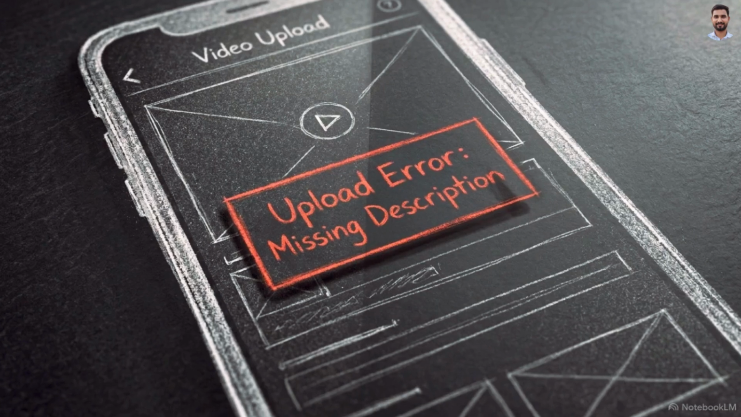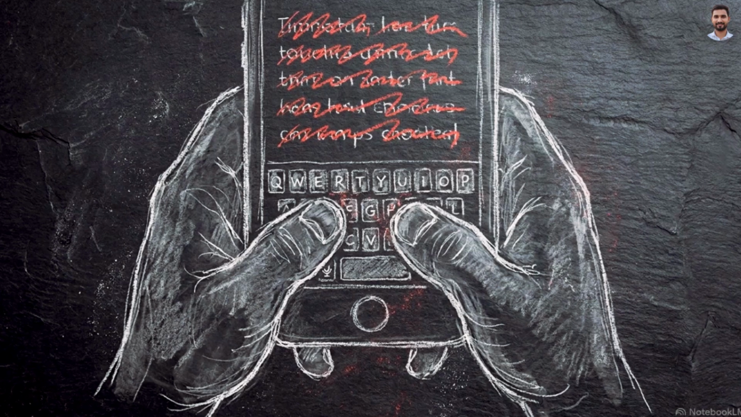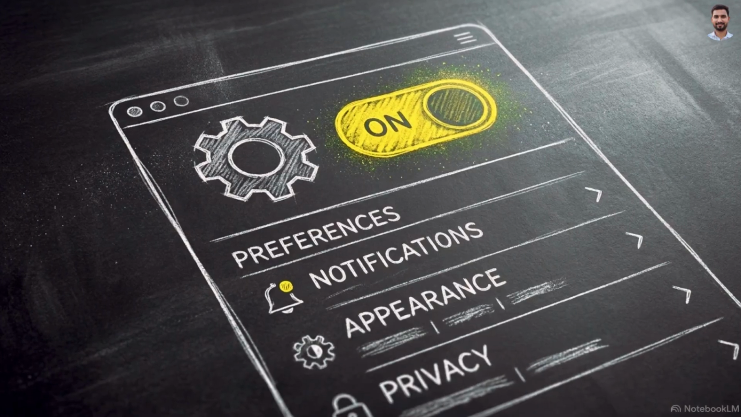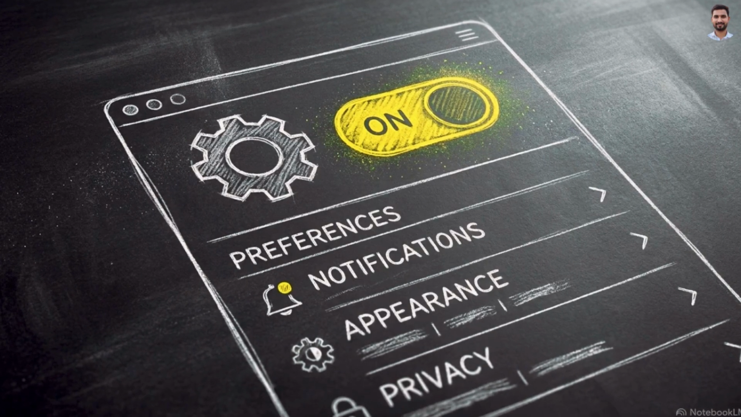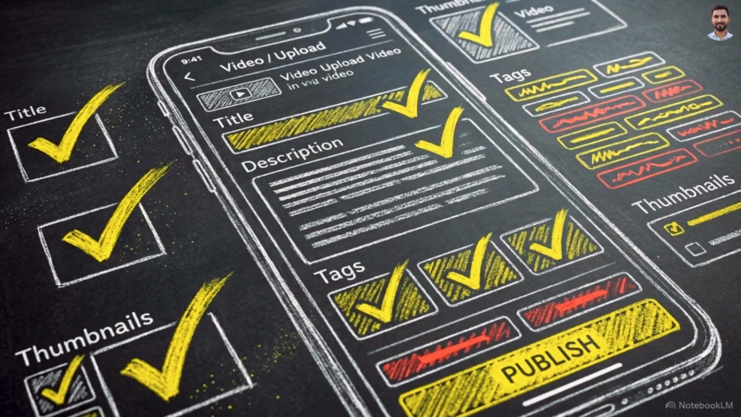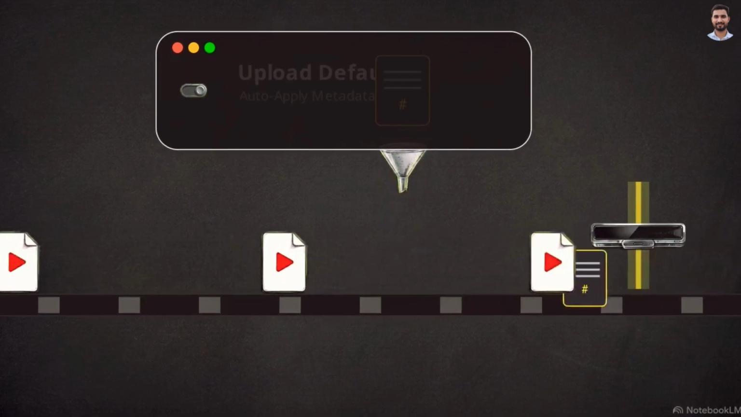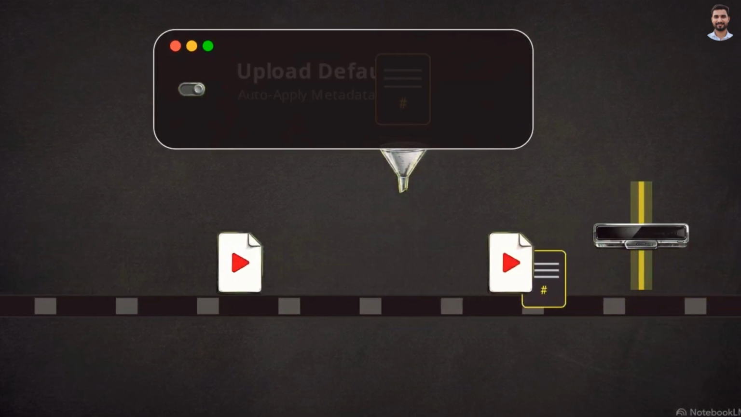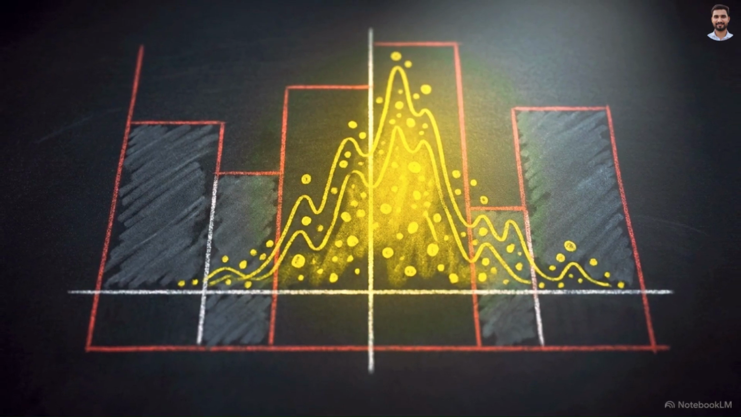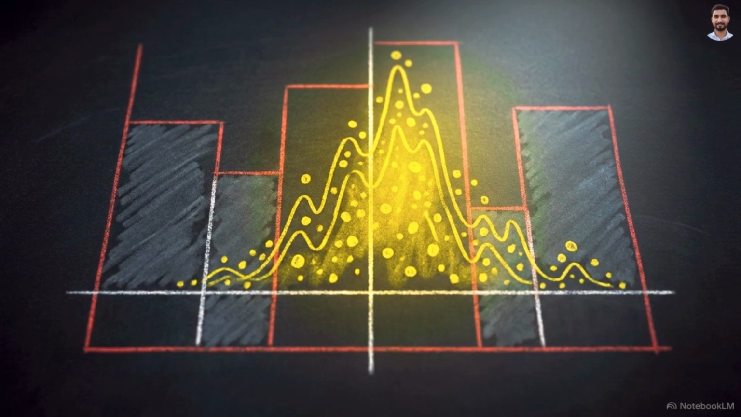The first leak is simple human error. Typing out complex descriptions and links on a phone screen for every upload is tedious, which leads to forgotten keywords and broken social links. In the desktop studio, you can set upload defaults. This allows you to pre-fill your main description and core tags, so they are ready to go the moment you start a new upload. By automating this, you ensure the system receives the same high-quality data every time you post. It removes the guesswork, giving your video the best possible chance to reach the right people immediately.